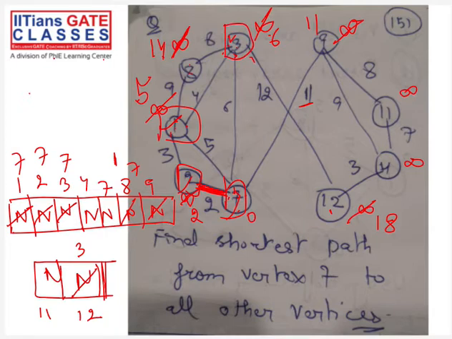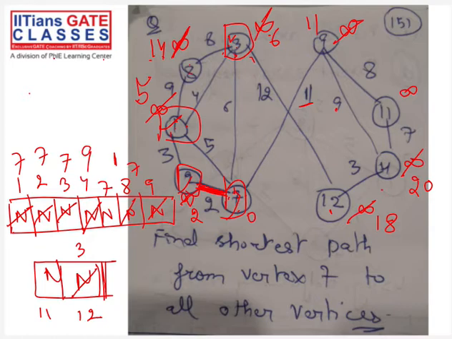Now remaining you have what? 14 is there, 11 is there, and 18 is there. So I'll process 9 now. Vertex 9 will be processed. 9 is connected to 7, no need to take care of that. 9 is connected to 4. So that means 11 plus 9 is what? 20. 20 is less than infinity, so I'll update. And the parent of 4 is 9.